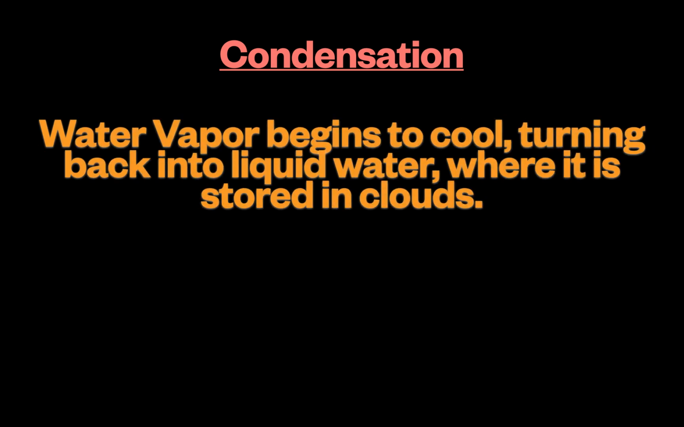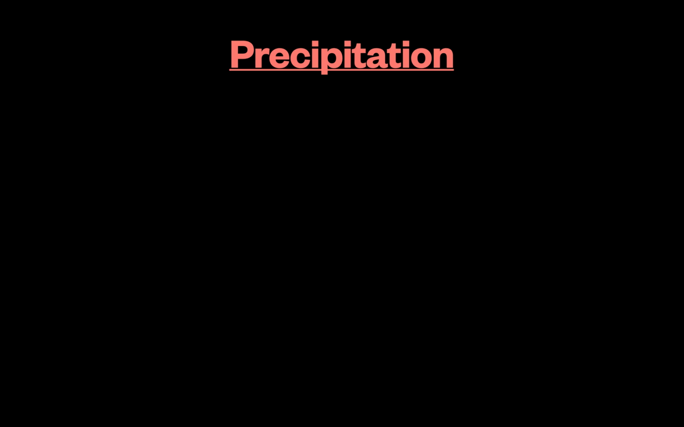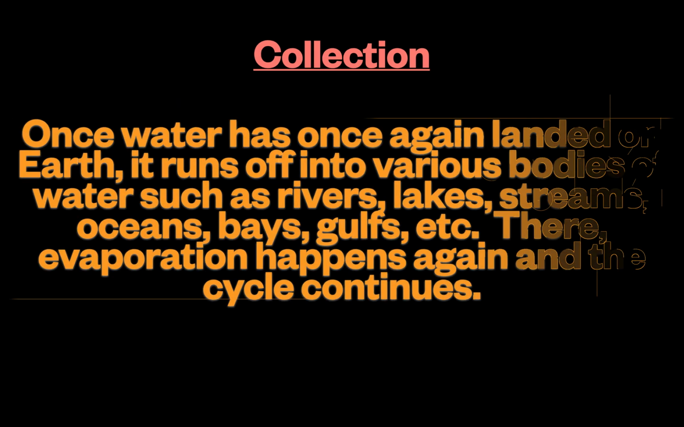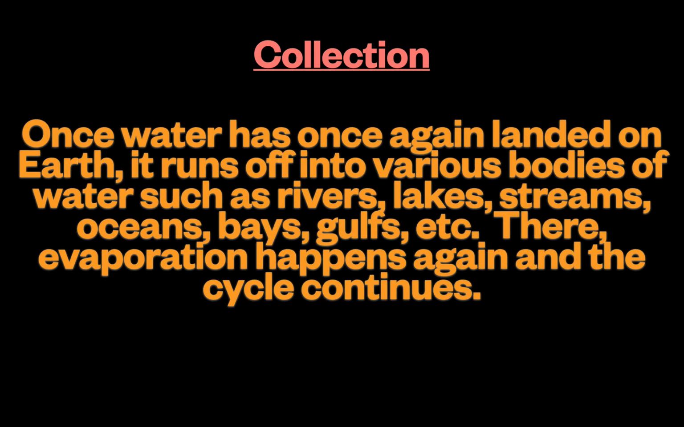Once it rises high enough, it goes through condensation. Condensation is where water vapor begins to cool, turning back into liquid water, where it becomes stored in clouds. Once a cloud gets heavy enough, it will drop that water back to Earth in the form of precipitation. Okay? The water it contains falls back to Earth in the form of rain, sleet, snow, or hail. And then once it falls back to the Earth, it is collected in rivers, streams, creeks, gulfs, bays, all these bodies of water, where the whole process starts over again.